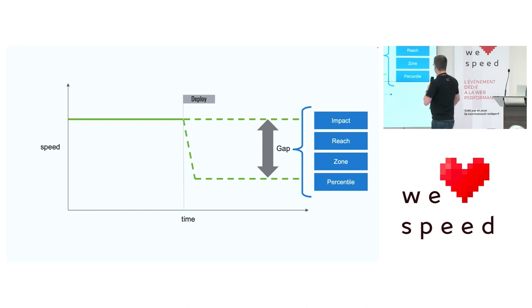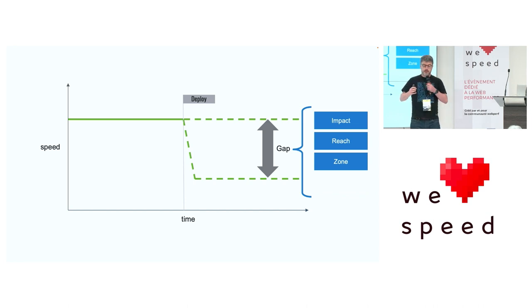And then the zone, what do I mean with that? If you're looking at the performance histogram, where is the change you did actually impacting? Is it impacting everybody? Or is it more improving the fastest performance and making that even faster? Or is it more something to make the slowest performances faster? So that's the zone.